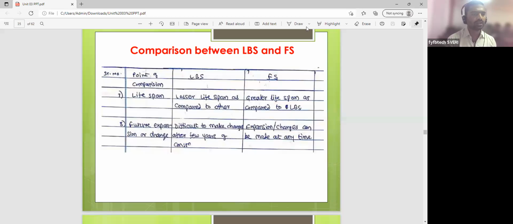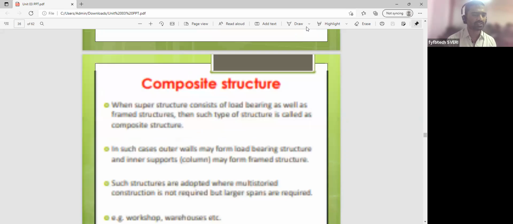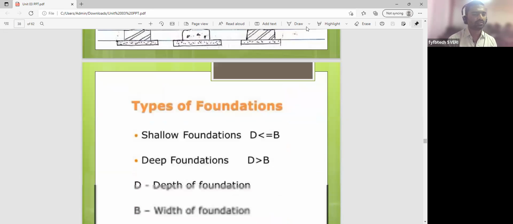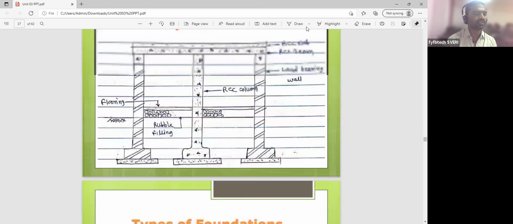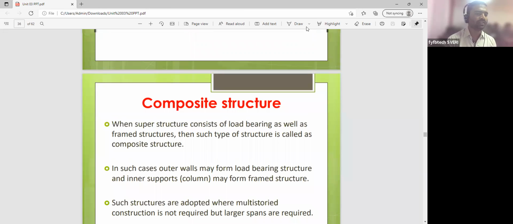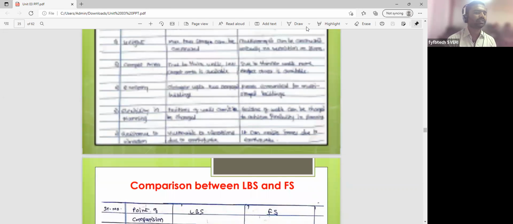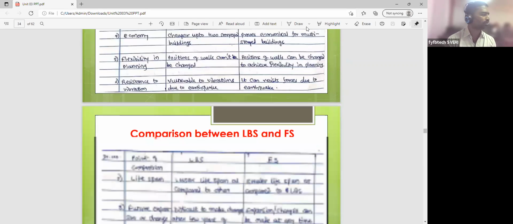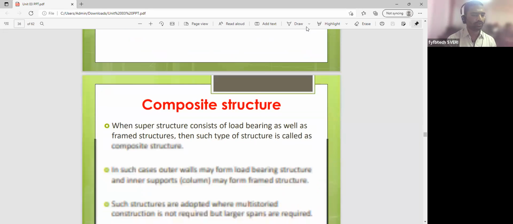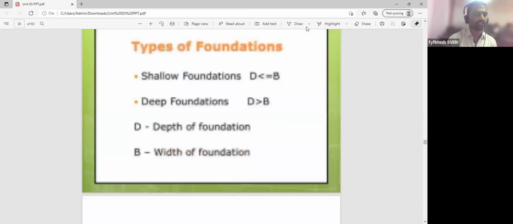And again, the same thing: comparison between the load bearing structure and frame structure, then composite structure. Diagram is not necessary for composite, just write. The main important ones are this slide and this one. So leave one page, front and back, and write A. This is important.